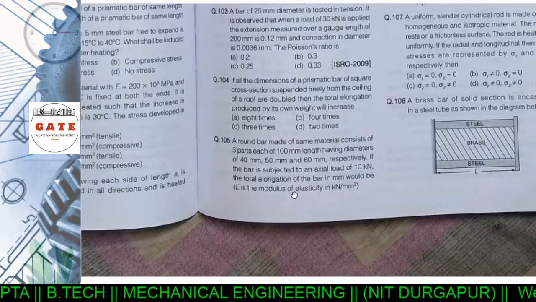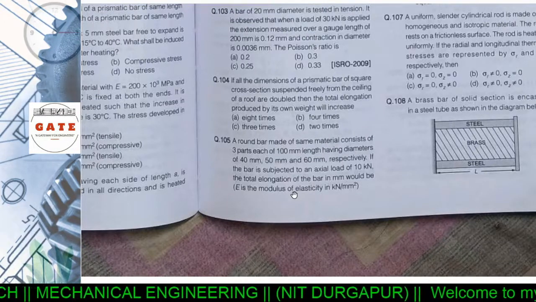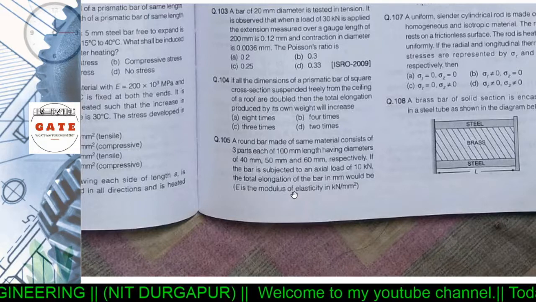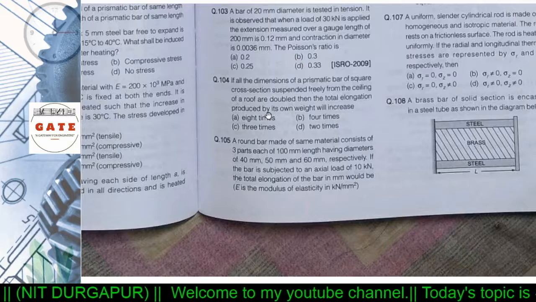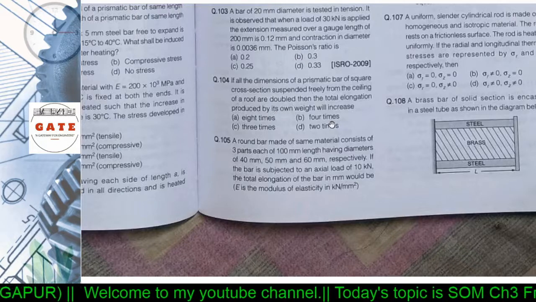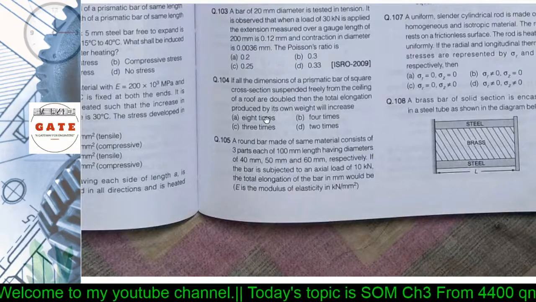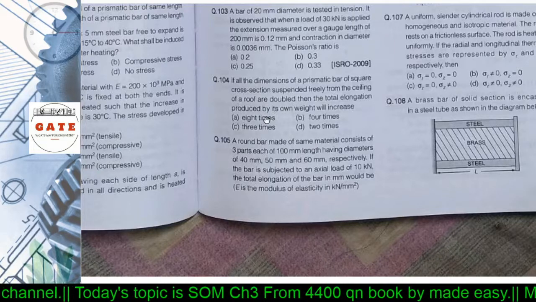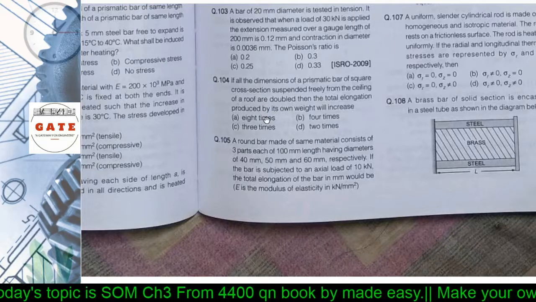Next question 104. If all the dimensions of a prismatic bar of square cross section suspended freely from the ceiling of a roof are doubled, then the total elongation produced by its own weight will be. So again, total elongation produced by its own weight.